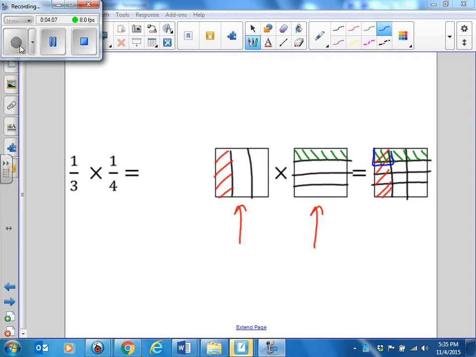They overlap here. So there's only 1 box where they overlap out of 1, 2, 3, 4, 5, 6, 7, 8, 9, 10, 11, 12. Out of 12 total boxes.